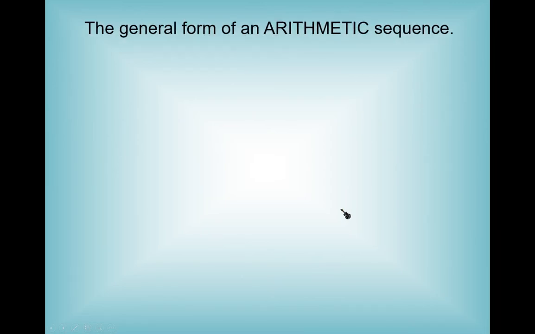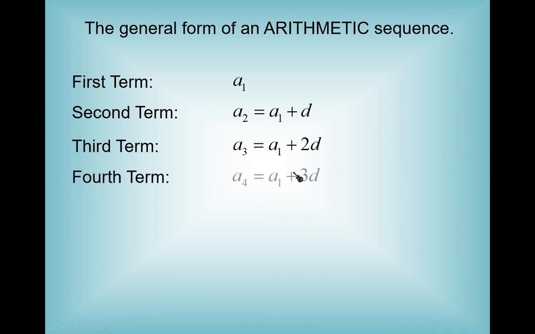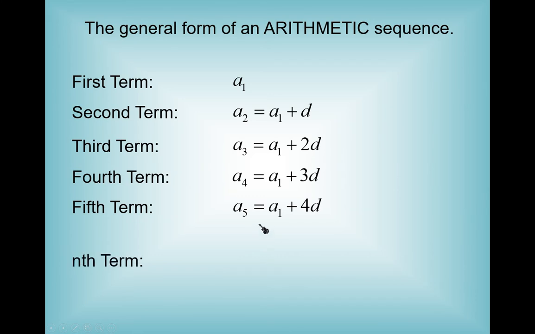The general form of an arithmetic sequence: first term, a sub 1. Second term, a sub 2 is equal to a sub 1 plus d. Third term, a sub 3 is equal to a sub 1 plus 2d. Fourth term, a sub 4 is equal to a sub 1 plus 3d. Then fifth term, a sub 5 is equal to a sub 1 plus 4d. Then the nth term, kasi pwedeng infinite, a sub n is equal to a sub 1 plus n minus 1 times d.